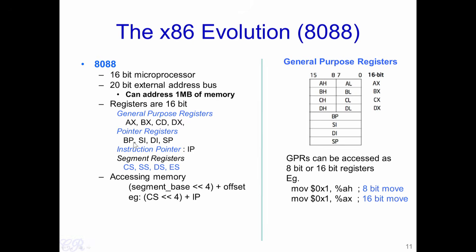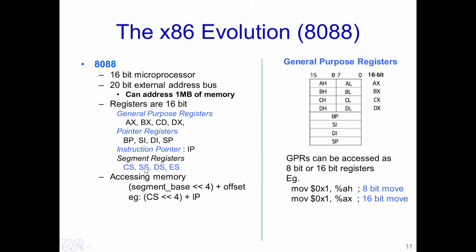As we know, the base pointer is used to point to a frame present in the stack, while the stack pointer is used to point to the bottom of the stack. Then we have the instruction pointer which points to the instruction that is being executed, and you had several segment registers such as the code segment, stack segment, DS and ES segment registers.